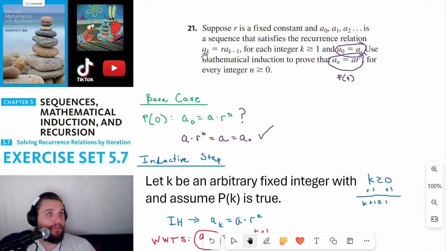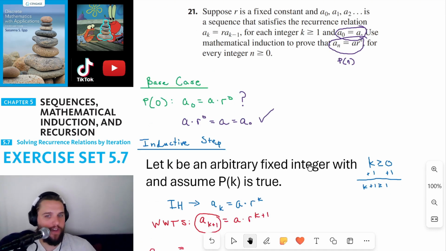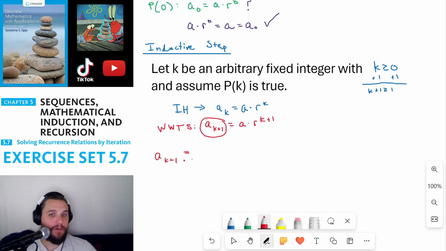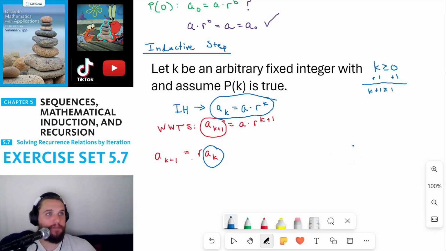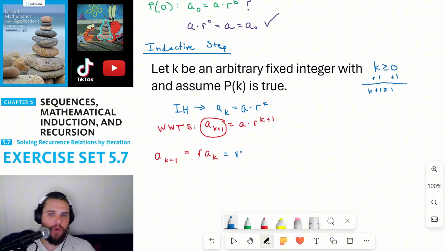So now we know we can apply this recursive definition, meaning that each term is equal to r times the previous term, meaning that a sub k plus 1 is r times the previous term, a sub k. So that's by the recursive definition of the sequence. But now we can apply the inductive hypothesis, because the inductive hypothesis tells us what a sub k equals. So we're going to replace a sub k with a times r to the k.